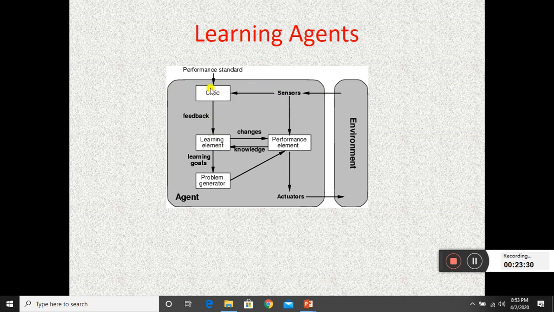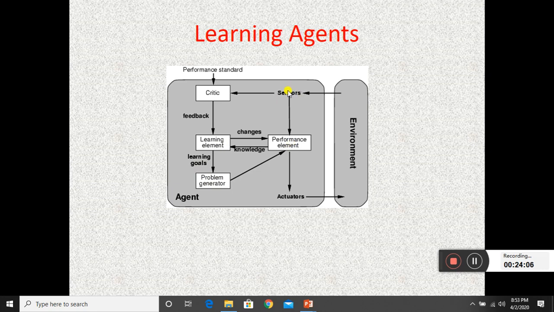So sensor standards, it will receive feedback, and the feedback goes to the learning element. And here it is vice versa: the changes are sent, and knowledge is sent back. This is actually the problem generator. It asks what the learning goals are. So the problem generator is here, and this is also participating in the performance element.